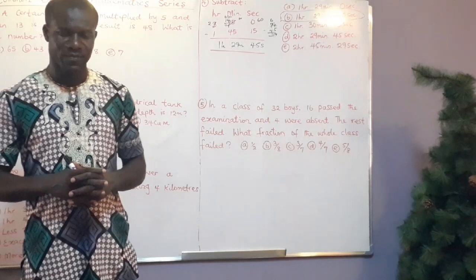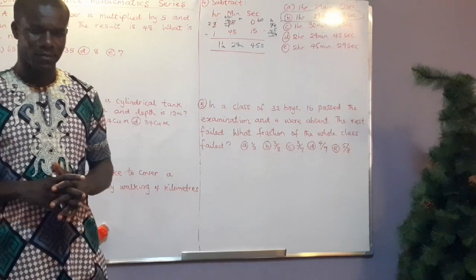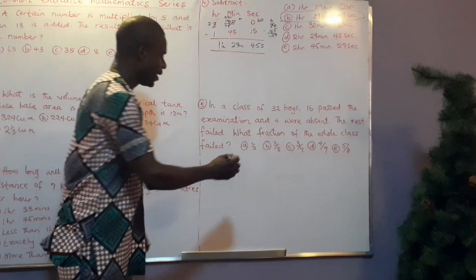Therefore, we're going to do 16 plus 4, which is 20, and subtract it from the number of people in that class, which is 32, giving us 12. Then we're going to do 12 over the number of people in the class, which is 32, and reduce it to the lowest terms, which is 3 over 8, giving the answer as B. Beautiful. You've heard it from her. She said at the end of solving this question that her answer will be 3 over 8.